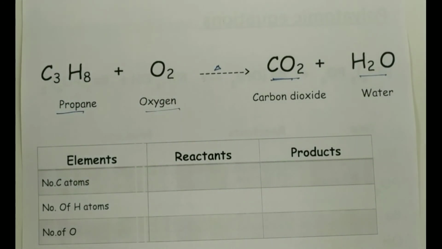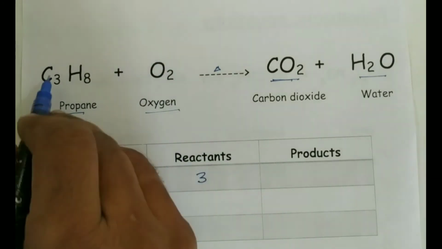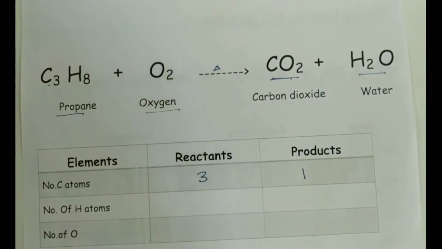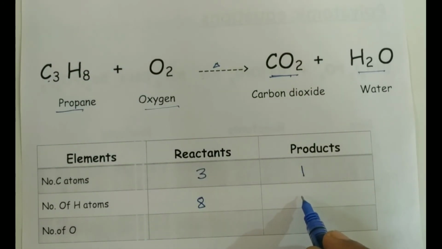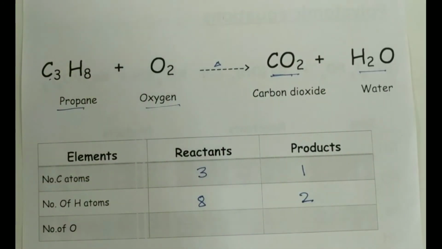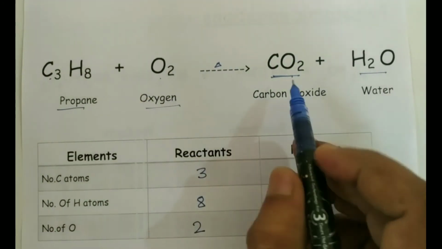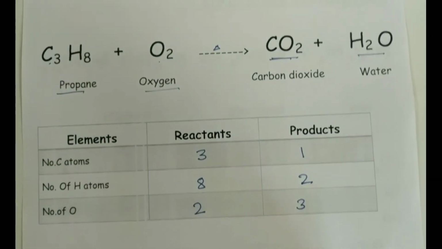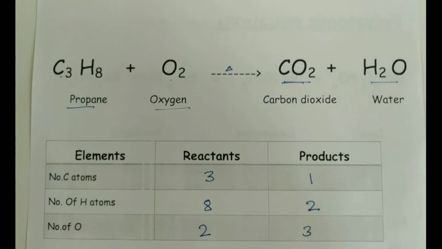Very interesting. See, number of carbon atoms: 3 are there here. What is the number of carbon atoms on this side? Only 1 is there. Number of H atoms: here 8, here only 2. And the number of oxygen is 2 here, and here 2 plus 1, so 3 are there. Is it clear? 3, 8, 2, 1, 2, 3. These are the atoms represented on both the LHS and RHS.